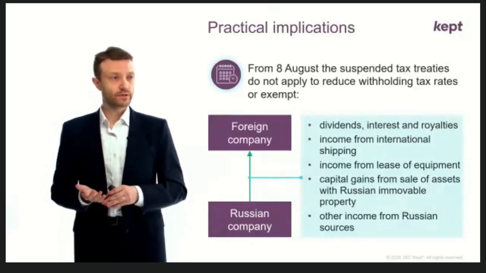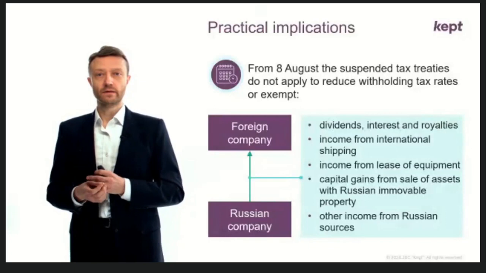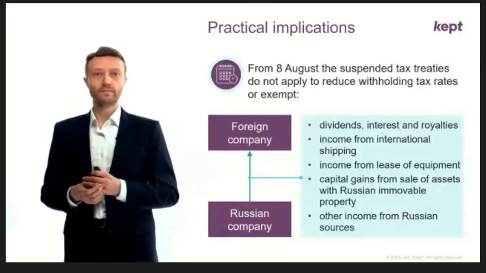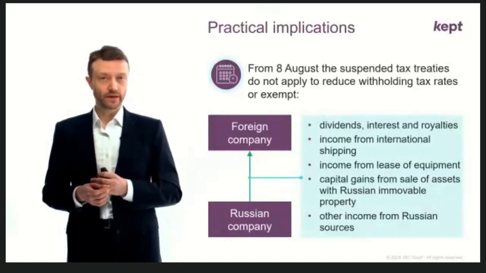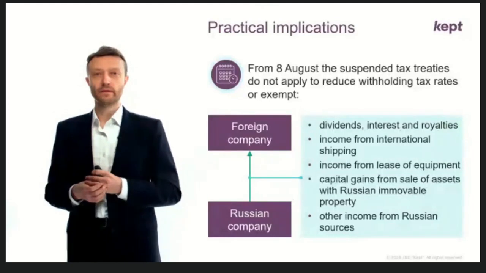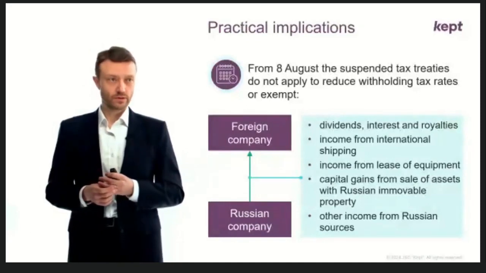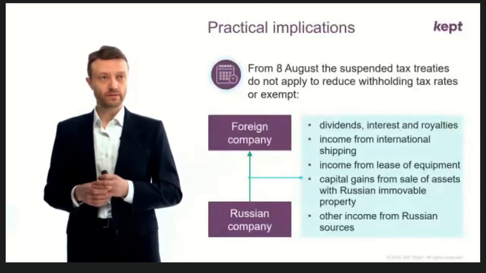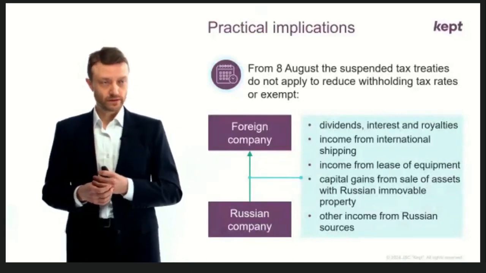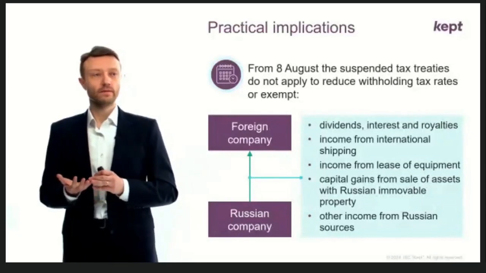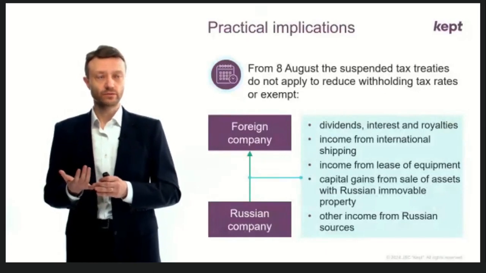Also, income from international shipping is going to be affected, income from lease of equipment, capital gains in case directly or indirectly movable property in Russia is sold, and other types of income from Russian sources which Russia considers subject to withholding tax. And Russia's source income list is open, and there may be any other types of income which are subject to withholding tax.